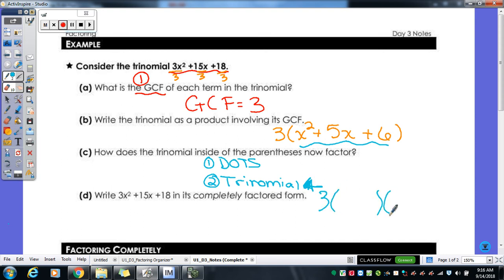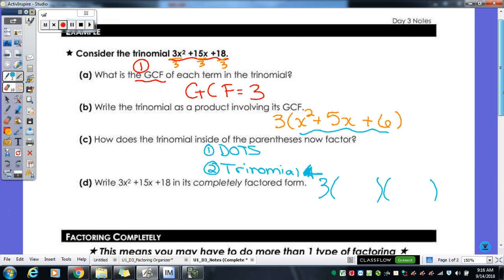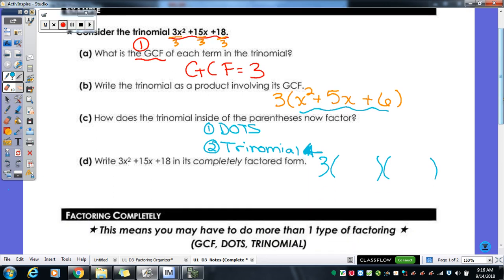So let's factor the stuff inside the parentheses. So trinomial, we set up 2 sets of parentheses for that one. How do we break apart our first term of x squared? X and x. Will our signs be same or different? Remember, plus at the end means the same. We look to the one before it, that means they're both going to be positive.